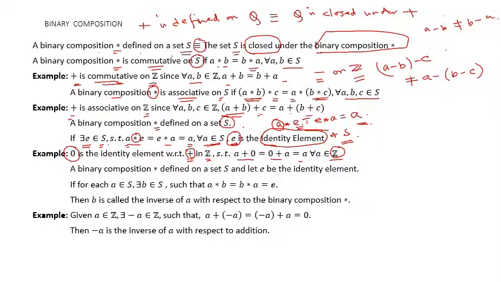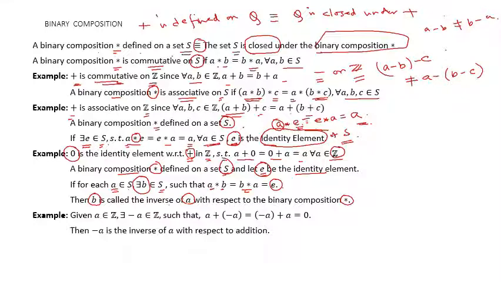Again, another example, another property, a binary composition star on a set S is defined and E is the identity element. এটা আমরা ধরে নিচ্ছি E একটা identity element, binary composition star is defined on a set S এবং E is the identity element. এখন given an element A, any element A belongs to S, যদি আমরা একটা element B খুঁজে পাই such that A star B equal to B star A equal to E, where E is the identity, তখন সেই ক্ষেত্রে B will be called the inverse of A. B will be called the inverse of A with respect to the binary composition star in S.